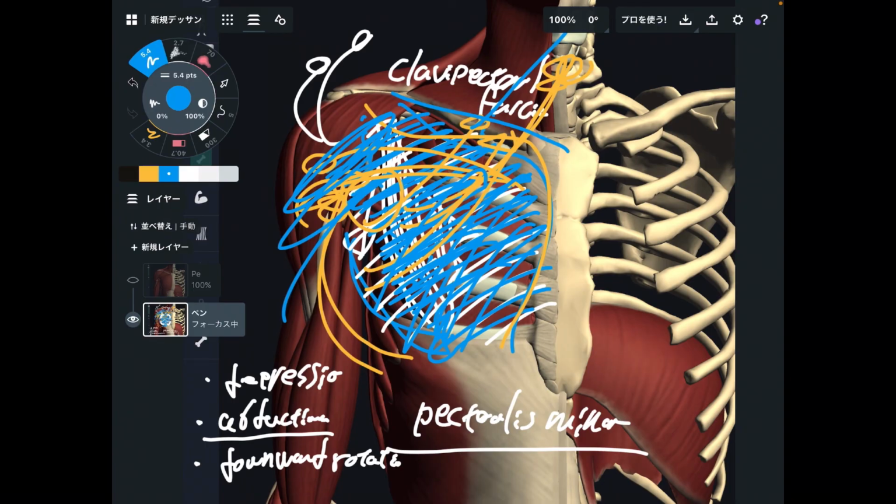So in today's video, I explained anatomy of chest muscle and anterior shoulder muscle. I explained pec major, deltoid, and pec minor. Additionally, I explained myofascia related to chest muscles.